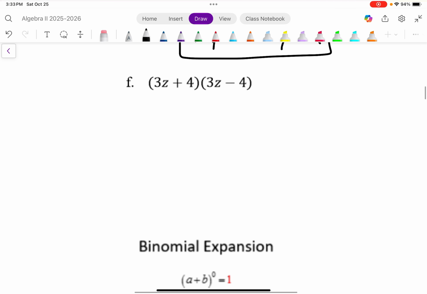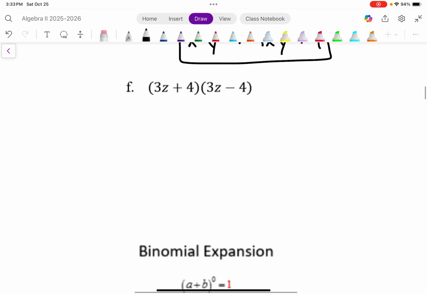Okay, now this last one, F, just like the last one, we are going to FOIL. We have 3z times 3z. Now make sure you are being careful here. Just like when we multiplied the similar variables together, we're also going to multiply coefficients together and then variables together. So 3 times 3 is going to become 9. So make sure you don't leave it as 3. And then z times z is z squared. So 3z times 3z is 9z squared.